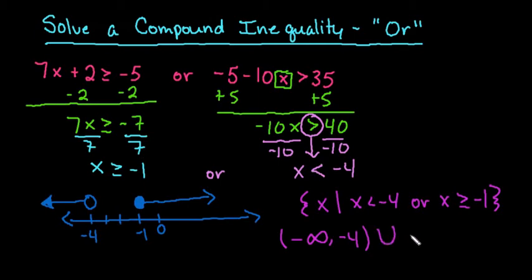Or we would have from -1, and this time we would put it in a bracket because it includes it, up to +infinity. So if you're dealing with interval notation, this is how you would write your solution. If you're dealing with set notation, you would write it like this. And if you're dealing with neither, you can just leave it in the form that it is written in.